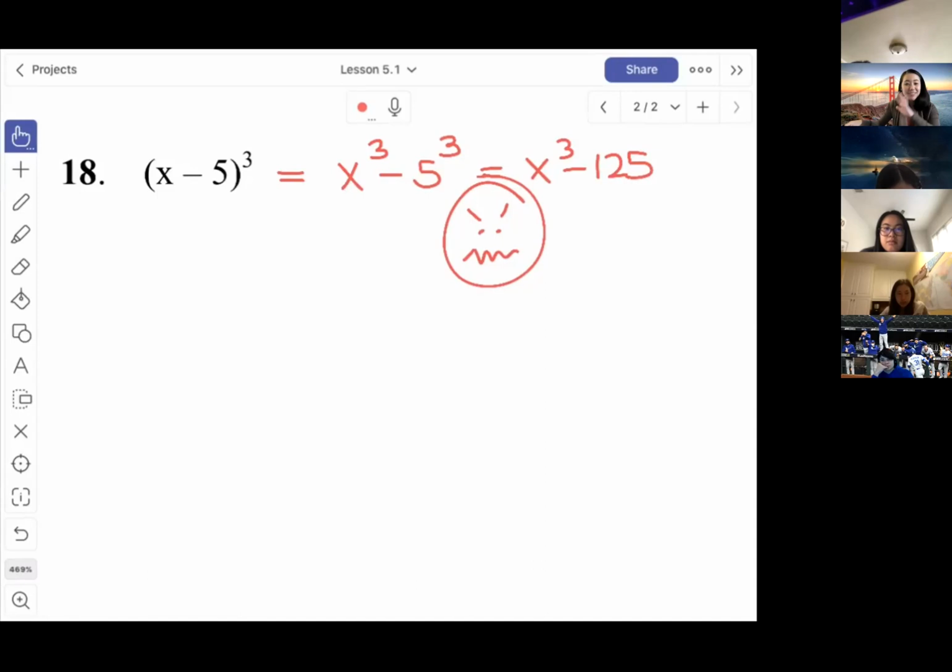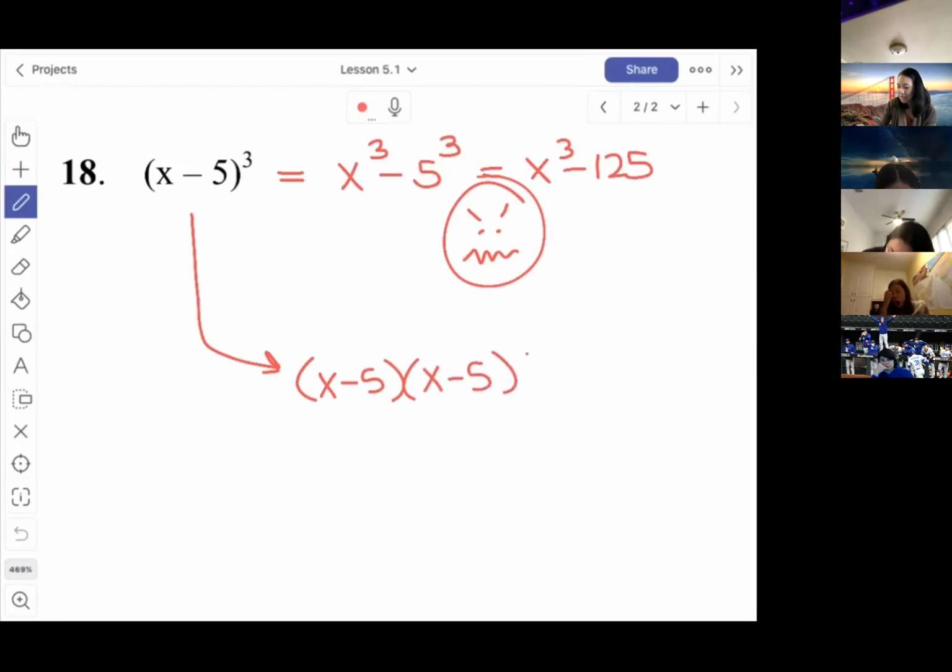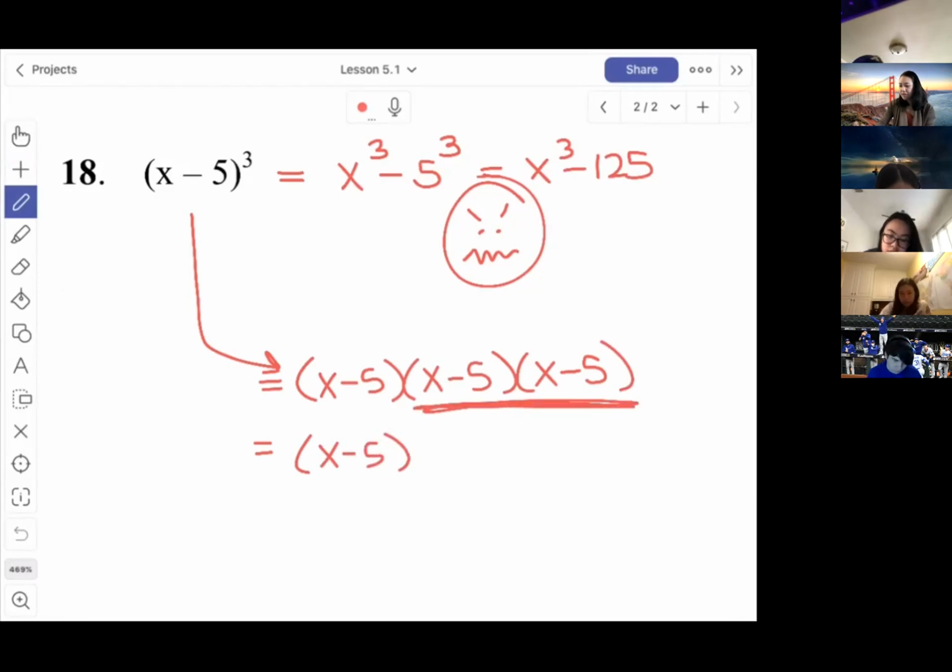Don't do that. Instead, you guys are smarter and better than that because you know that this is x minus 5 times x minus 5 times x minus 5, 3 times. So multiply. I'm going to multiply these two at the end together, and I get x squared minus 10x plus 25.